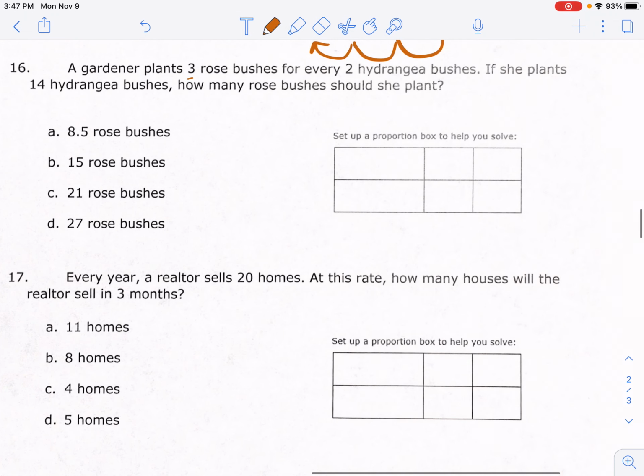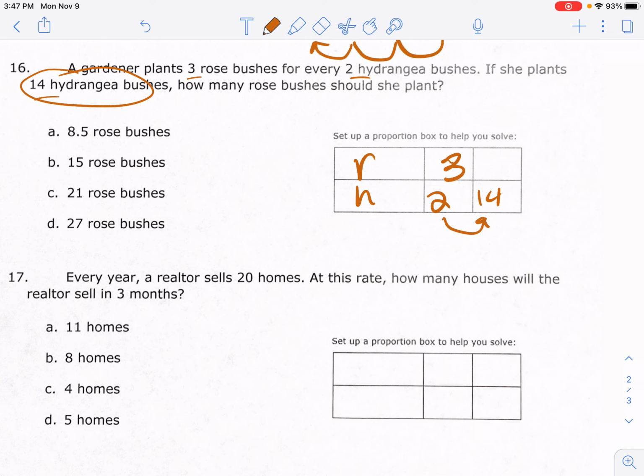A gardener plants 3 rose bushes for every 2 hydrangea bushes. If she plants 14 hydrangea bushes, how many rose bushes should she plant? So I'm talking about rose and hydrangea. 3 rose bushes for every 2 hydrangeas. And we're given that she planted 14 hydrangeas. Now I could scale, or I could cross multiply, divide by the lonely guy, but I know 2 times 7 equals 14, so I have to do the same thing up here. 3 times 7 equals 21.